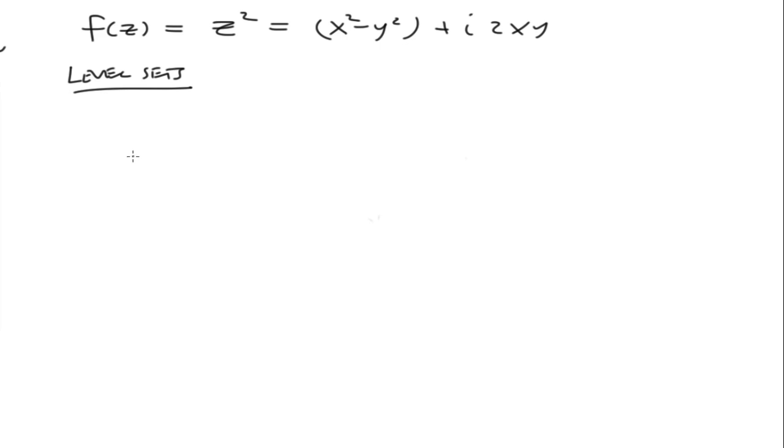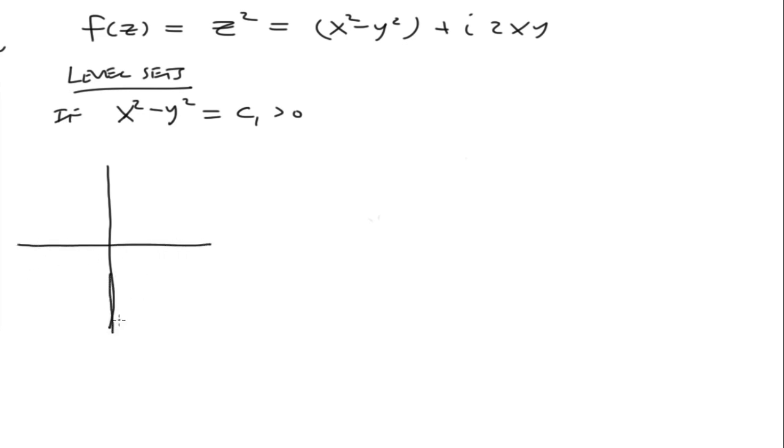Let's say I want to find out what's going to happen if x squared minus y squared is equal to c1, where that's greater than 0. We'll just assume this. Now if we pick an x and a y in our plane to have this property, what does that look like? Well, that means that y squared is equal to x squared minus c1. That turns into y equals plus or minus square root of x squared minus c1.